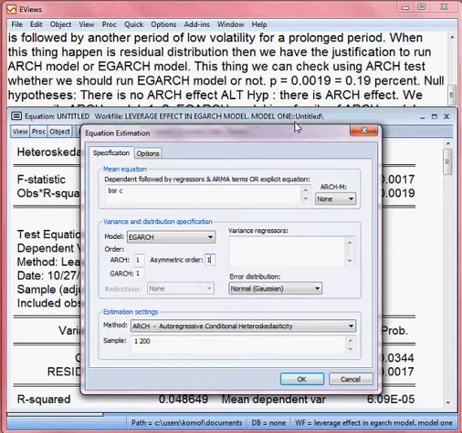And what is happening, actually, the residual from the mean equation has been used in the variance equation. So that is the thing happening here. I am saying here the residual derived from the mean equation has been used in the variance equation to estimate the variance equation.